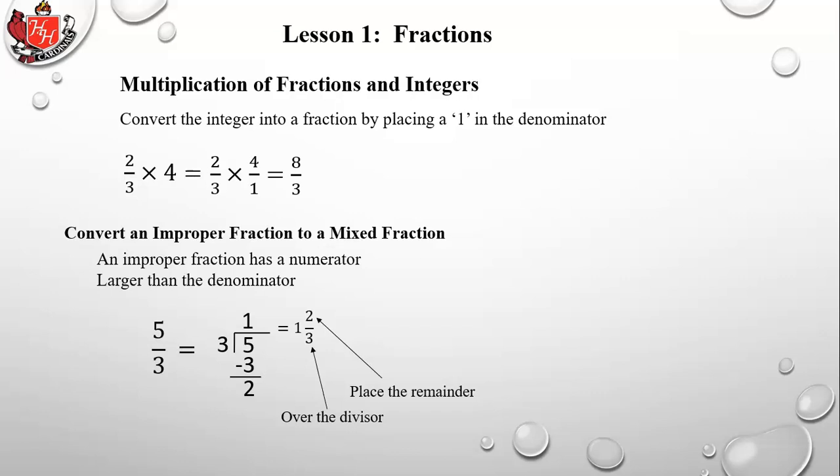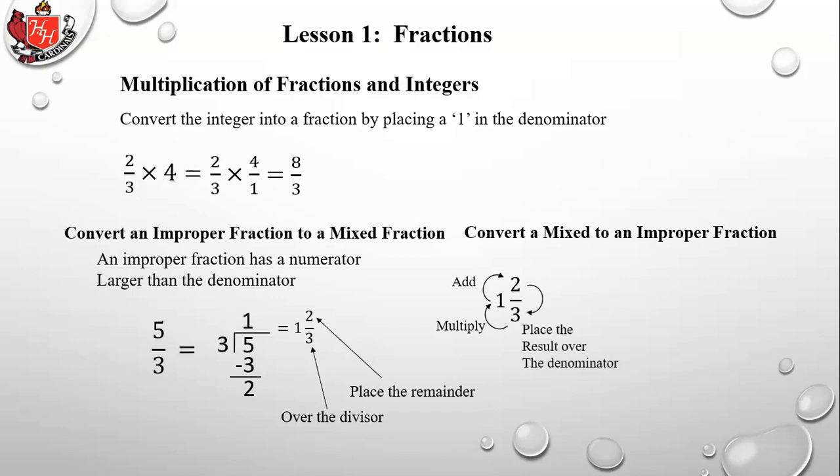Now, if you need to go in the other direction, 1 and 2/3 will go back. You multiply the denominator by the integer value, so 3 times 1. Then you add the number on top, the 2, and then you place the result over the denominator. So it's 3 times 1 plus 2, which equals 5 over 3, and that would be your final answer.